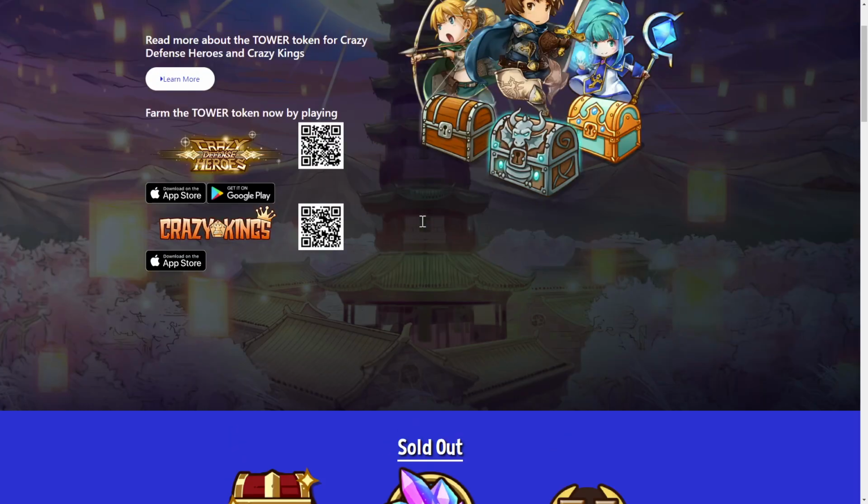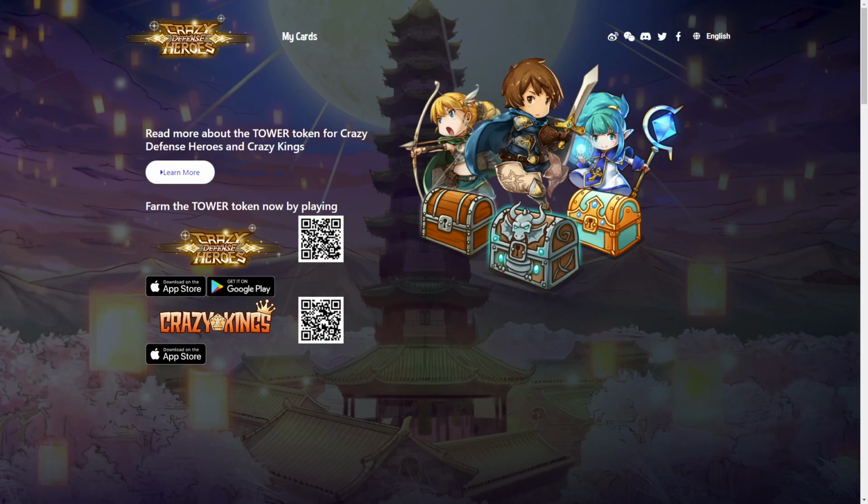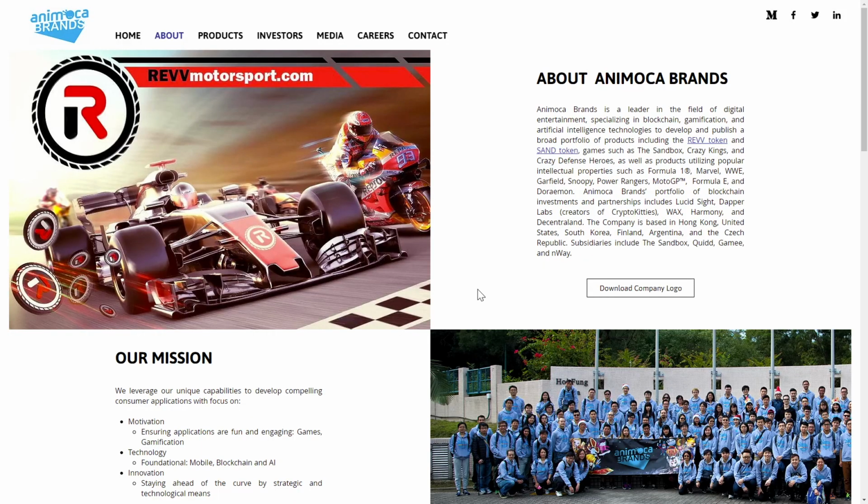The Tower token seeks to bridge the gap between free-to-play games and blockchain, with play-to-earn for players and various utilities for use throughout the franchise, including the purchase and minting of NFTs. I did not see any white paper available, so I encourage you to check out Animoca Brands' main site to see what else they've been working on.